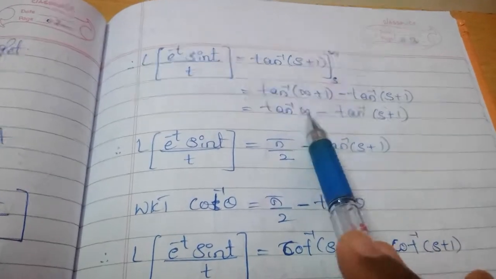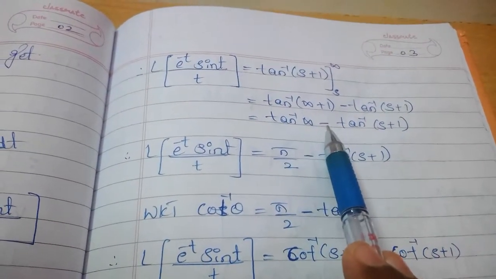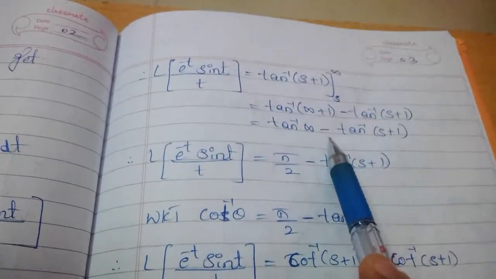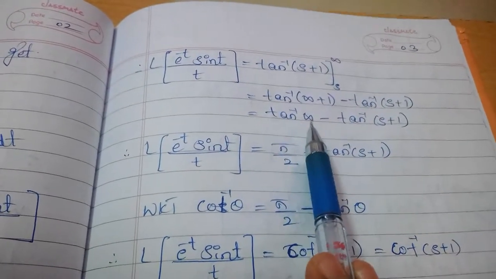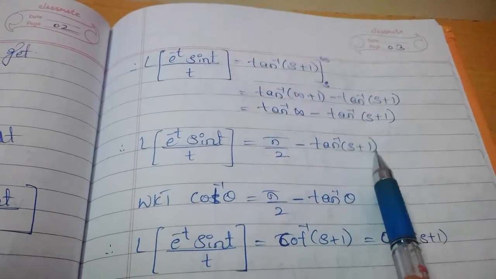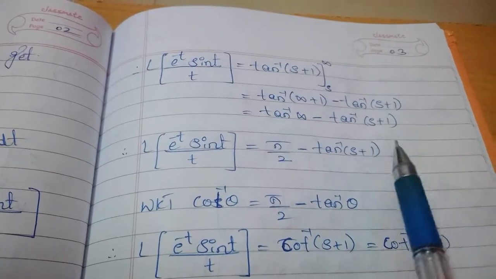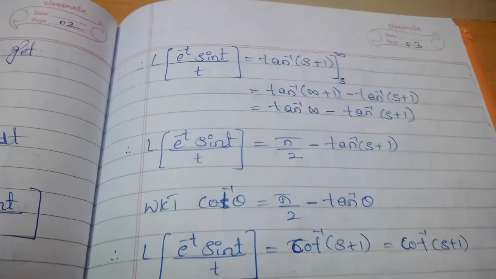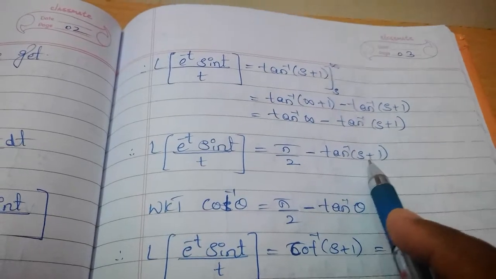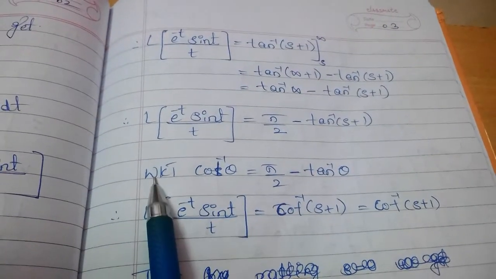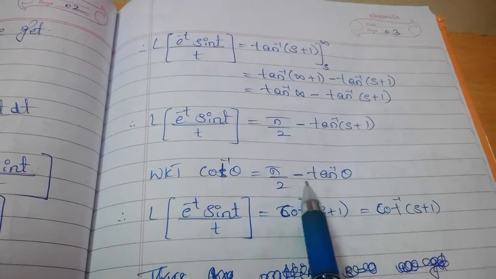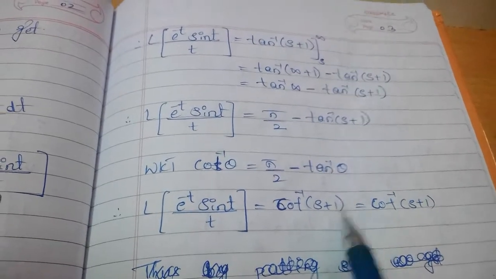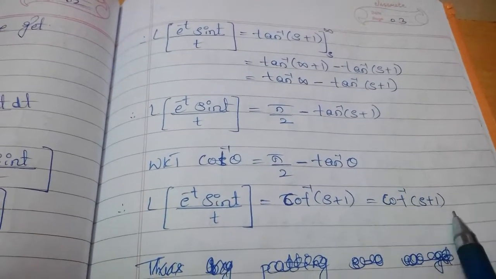Infinity plus 1 is again infinity, so it is tan inverse of infinity minus tan inverse of s plus a, because when we add anything to infinity it will also be infinity. Tan inverse of infinity is pi by 2, minus tan inverse of s plus a. We know that pi by 2 minus tan inverse of theta is cot inverse of theta. So it will be cot inverse of s plus a.